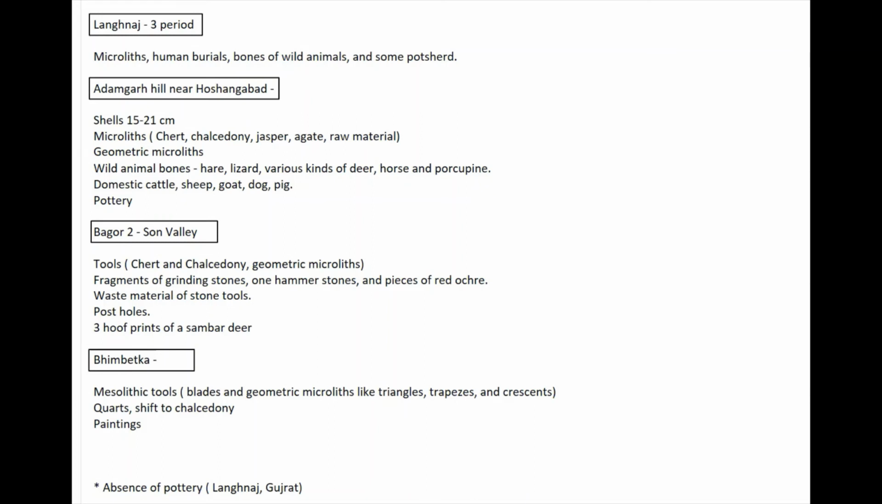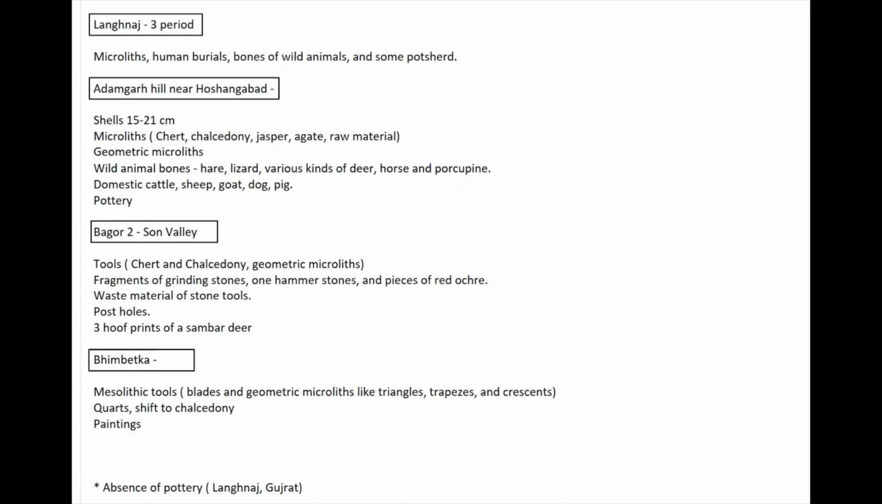So let's proceed towards Bhimbetka. It has also already been mentioned in the section on Paleolithic sites. So this site shows a gradual reduction in the size of tools.